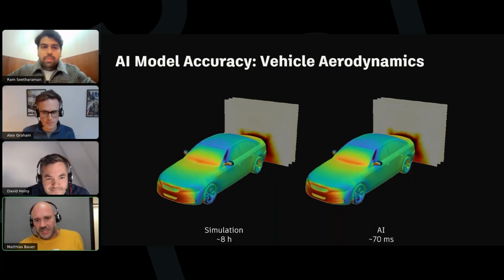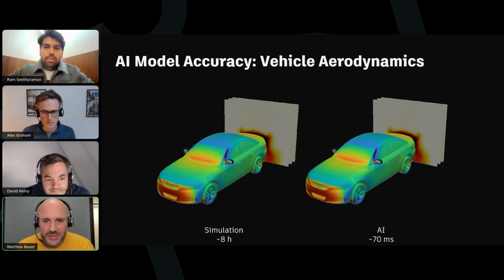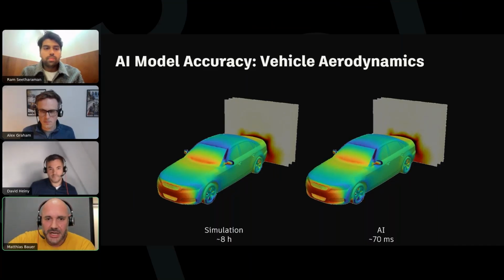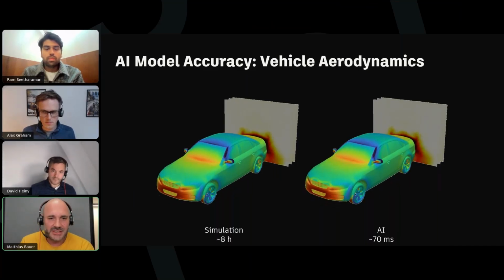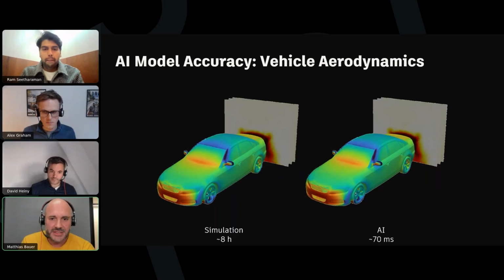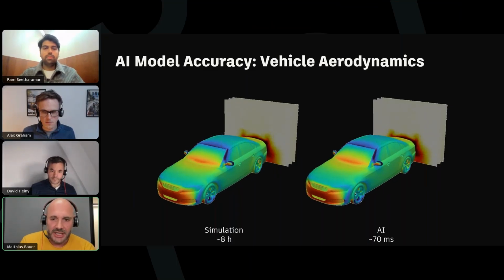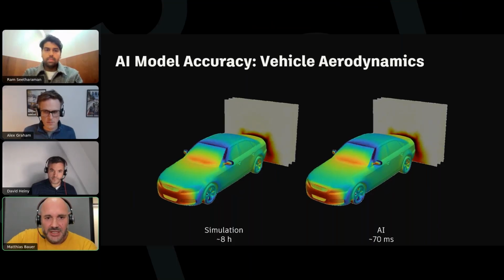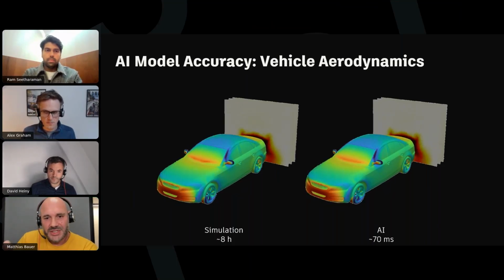And one of the common ways of presenting the results of such a physics AI model is what you see on the screen now. So it's a comparison between a simulation result and an AI prediction. And the bottom line here is they're very close to each other. They're more or less the same. The simulation takes a long time and the AI prediction is super fast. So this is what physics AI does.